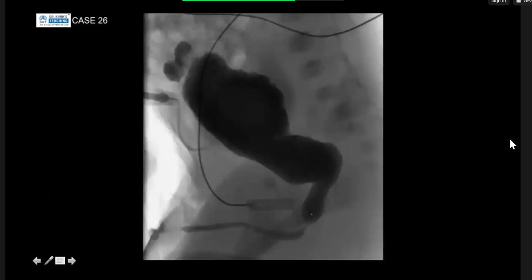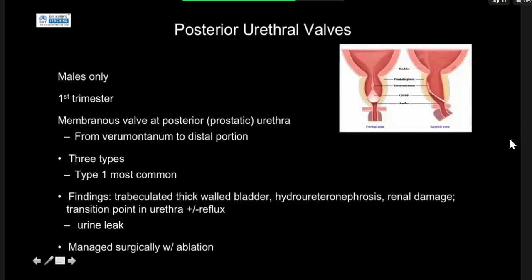Whereas if we go back to our previous one, you can see there's dilatation of that posterior urethra with an abrupt caliber change to the anterior urethra. So this is in keeping with posterior urethral valves. This is a condition that affects males only, and it tends to occur quite early on in the first trimester in utero, and then on the antenatal scans, they will present with bilateral pelvicalyceal dilatation and ureteric dilatation. This is due to having a membranous valve at the level of the posterior or prostatic urethra, and that extends from the verumontanum to the distal portion of the urethra, as we can see in this image.